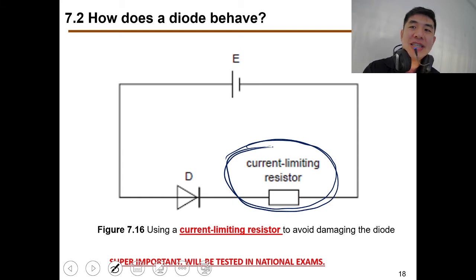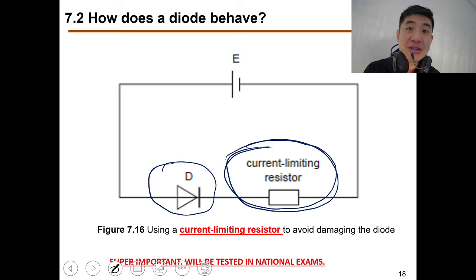Why? Because this guy here, the diode, has no resistance. So if there's no resistance, then when it's not connected to a resistor, the current is infinite. That's crazy, right? That's going to burn the diode. So definitely you need to have a current limiting resistor to protect the diode.